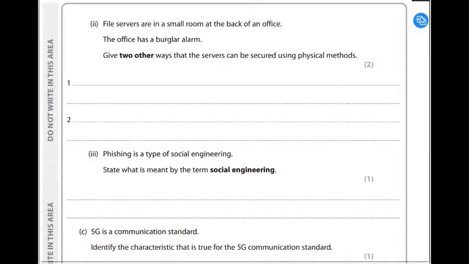Okay. Part 3. Phishing is a type of social engineering. So this question is literally, what is social engineering? Social engineering will exploit and relies on human behaviors with the aim of getting people to reveal sensitive information. And there we have it.